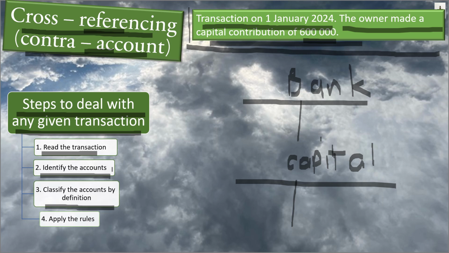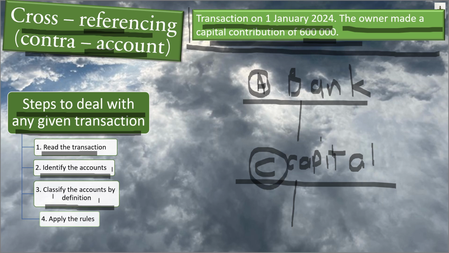Then step number 3 here, it says classify the accounts by definition. You will learn that as you watch more videos. I would say a very good video to watch is my video on the accounting rules. It is thorough. You will know your rules off by heart. You will know how to classify the accounts by definition. By definition, bank is an asset as it has a positive bank balance. The owner's just put 600,000 into this business. And capital is its own category. I'm just going to say C.